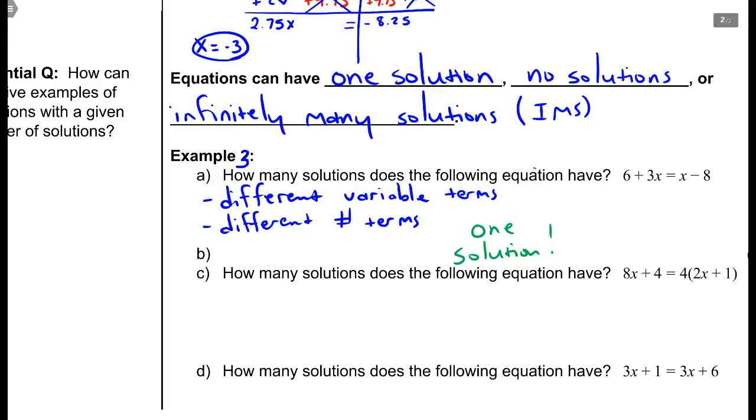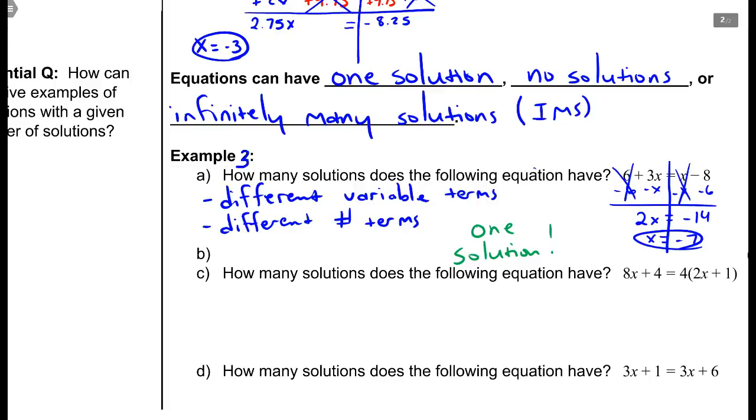Okay, and let me show you why. If we solve this, we subtract x from both sides. We'll subtract 6 from both sides to get that 6 over to the right side. 6 minus 6 is nothing. 3x minus x is 2x. x minus x is nothing. Negative 8 minus 6 is negative 14. So x equals negative 7. That's the only number that's going to work for x. So if you plug that negative 7 into the original equation, it's going to be a true statement.